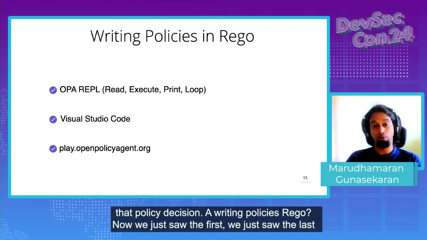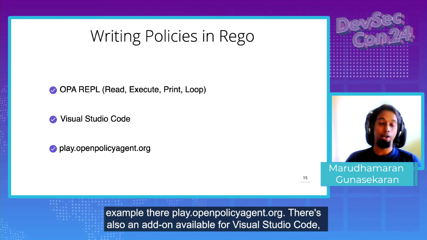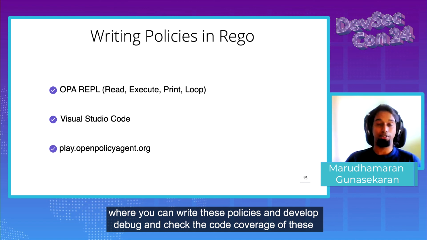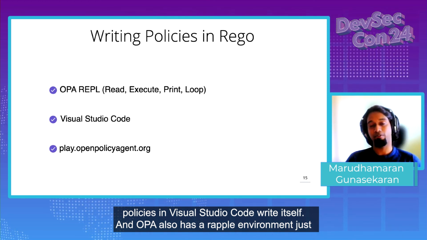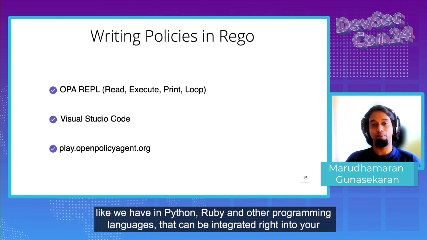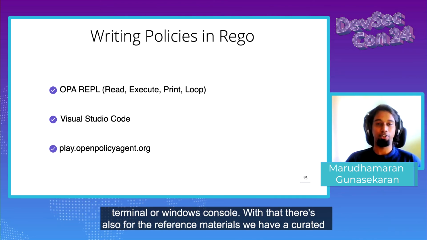So, writing policies in Rego, we just saw the last example there, play.openpolicyagent.org. There's also an add-on available for Visual Studio Code where you can write these policies and develop, debug, and check the code coverage of these policies right in Visual Studio Code itself. And it also has a REPL environment, just like we have in Python, Ruby, and other programming languages, that can be integrated right into your terminal or Windows console.